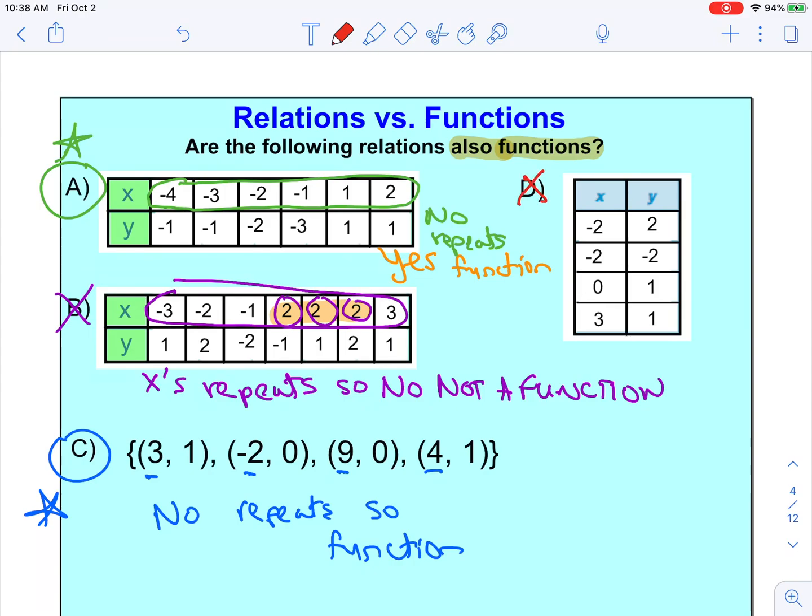Well, if you did it correctly, it is not a function, because we can see we have x's repeating again. So here's what I'm talking about. In this example, when x is -2, y is 2. But you could also say when x is -2, y is -2. So you have two different answers for that y value. That's what we're talking about, where each x value has only exactly one y value.